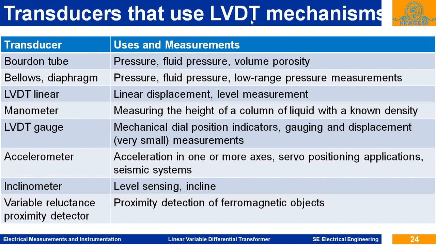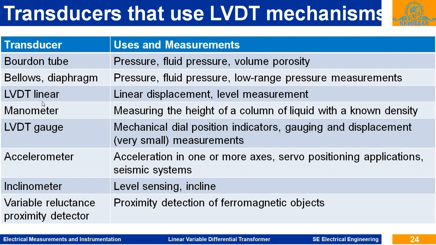Transducers that use the LVDT mechanism. These LVDTs are used for the measurement of various physical parameters. First, the transducer and the physical parameter it measures. The Bourdon tube is used for fluid pressure and volume porosity, and the free end of this Bourdon tube is connected to the LVDT. So the LVDT can measure pressure, fluid pressure, volume porosity. Bellows and diaphragm are again used for measurement of fluid pressure, low range pressure measurement.